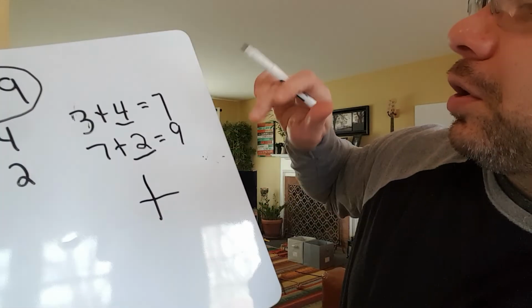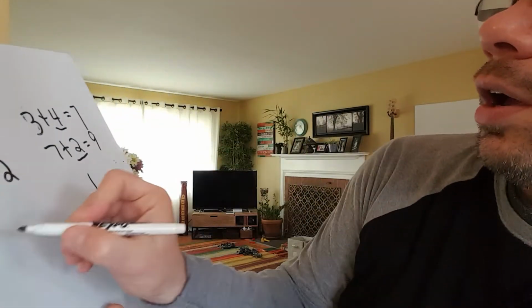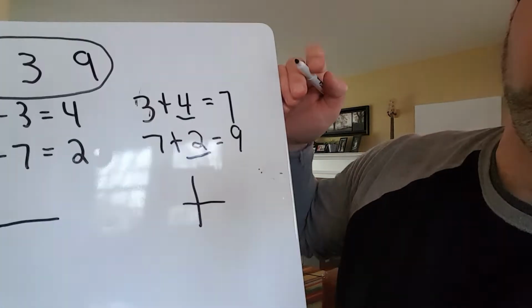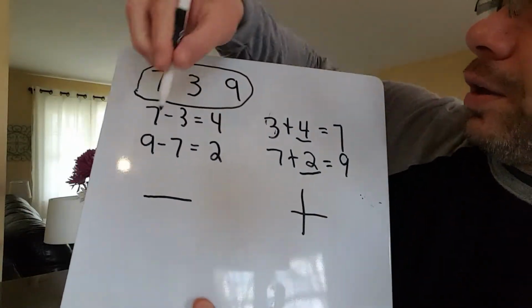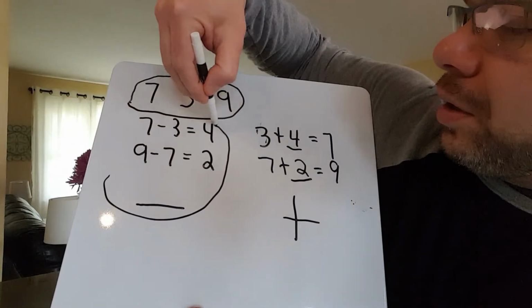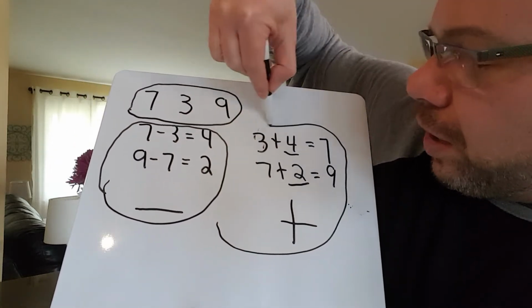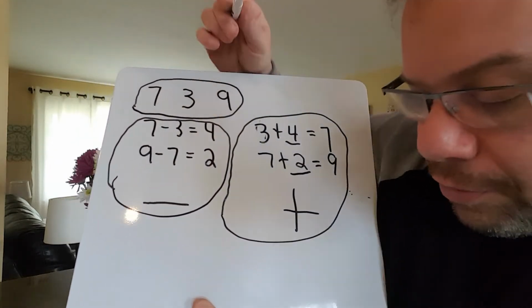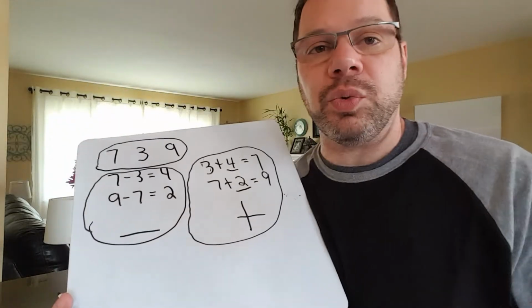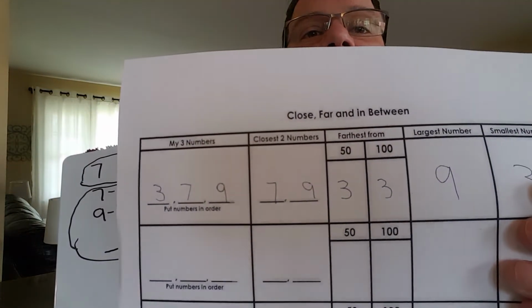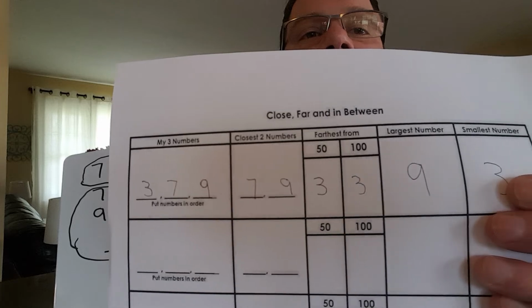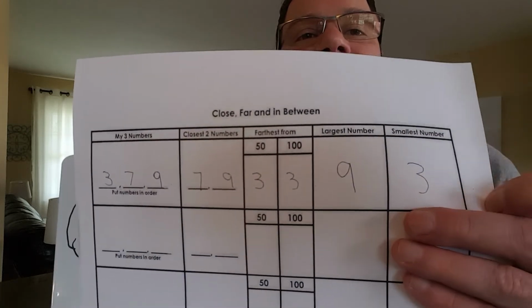You could have used addition or subtraction, like right here. This would be subtraction to figure out which ones are farther apart, and this would be addition to figure out which numbers are farther apart, or in this case, we wanted to figure out which ones were closest together. Okay, so I hope that's really clear.